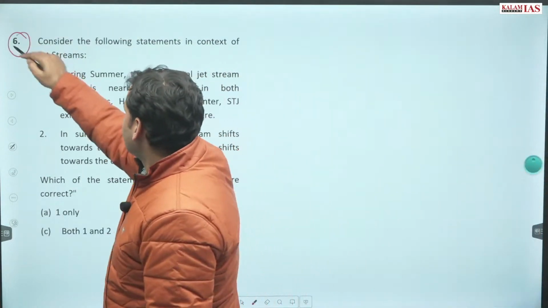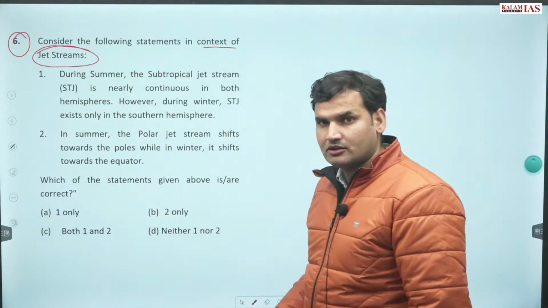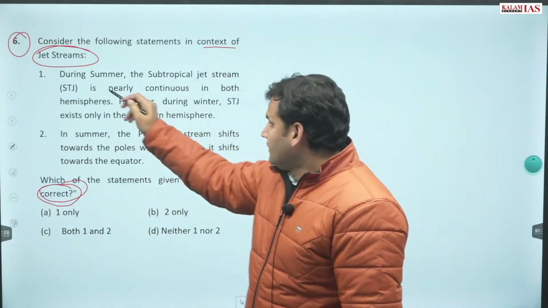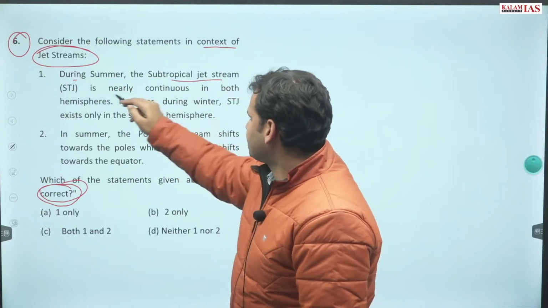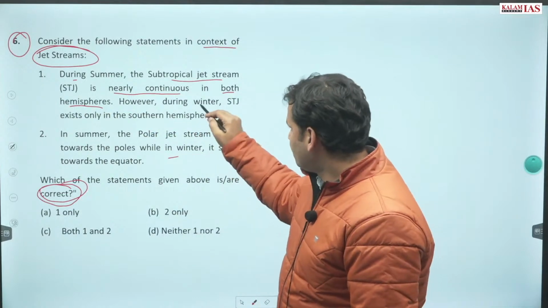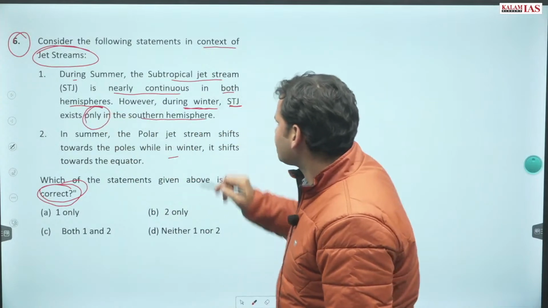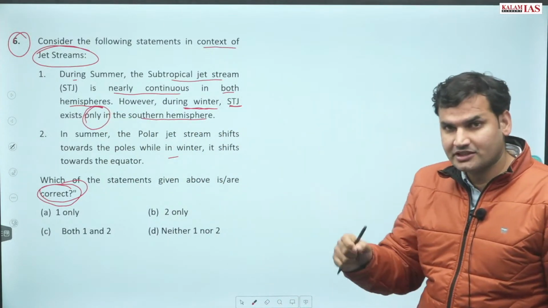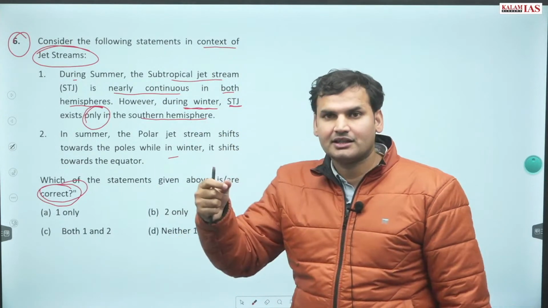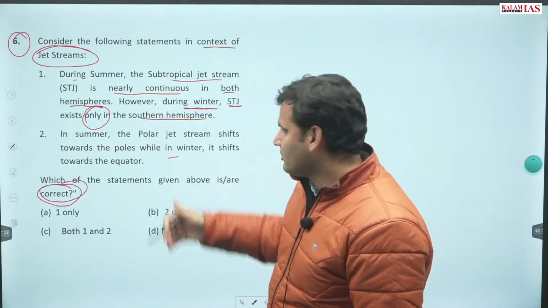Question number 6. Consider the following statement in context of jet streams. और पढ़ने से पहले ध्यान जाना चाहिए correct and not correct. During summer, the subtropical jet stream is nearly continuous in both the hemisphere. However, during winters, subtropical jet exists only in the southern hemisphere. Jet stream से पहले भी क्वेश्चन पूछा गया है कि jet stream they only occur in the northern hemisphere. This statement was given, which was obviously wrong.